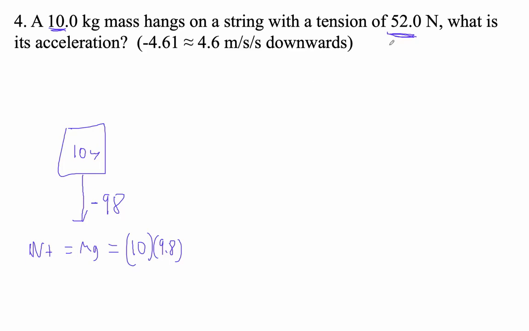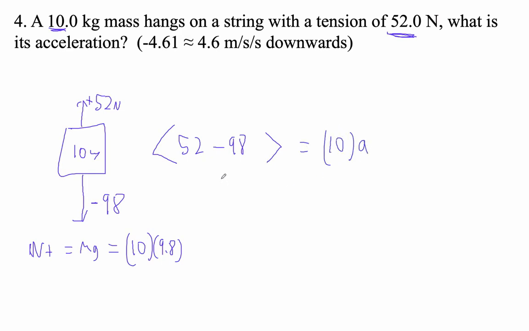We'll say negative 98. Now there's a force of 52 newtons up, and that's going to be positive. So notice that the force upward is less than the force downward. Okay, so this thing is definitely going to accelerate down. So we go 52 minus 98 is 10 times A.